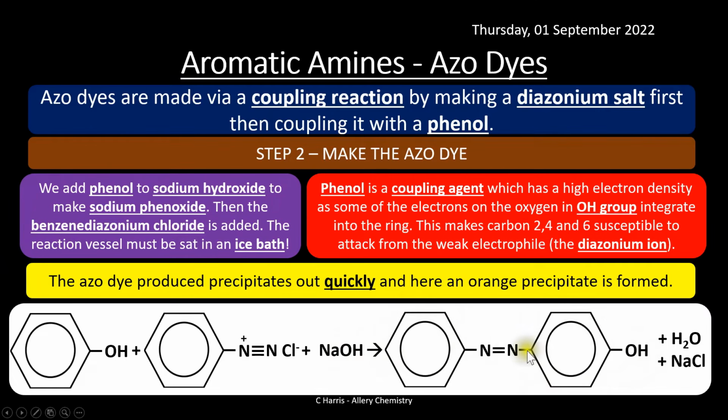So there's your phenol, and it's obviously added on here on the 4th carbon and coupled with the salt, as you can see on there, and then we form sodium chloride and water as a product. So this is a bright orange one in this example here. So you can see, quite complicated reaction, but just make sure you understand the steps on making azo dyes.